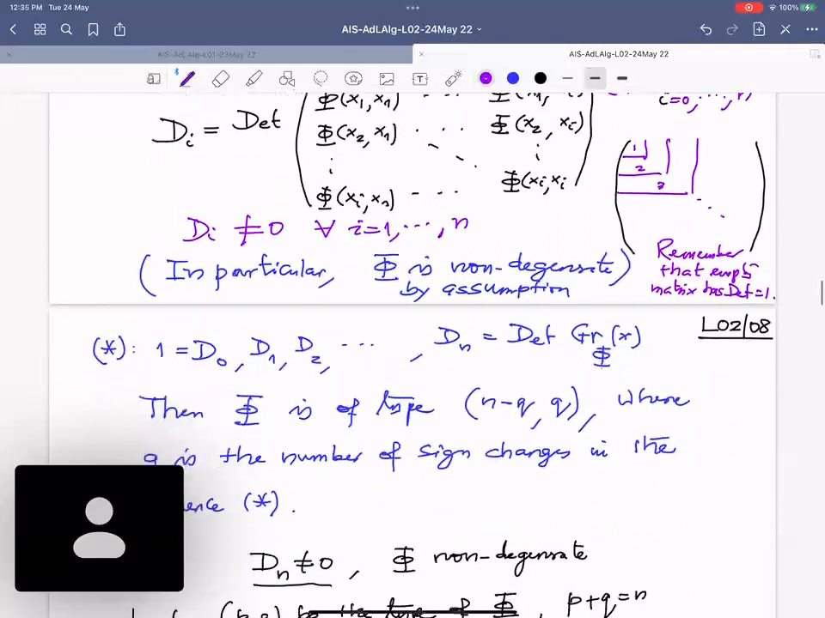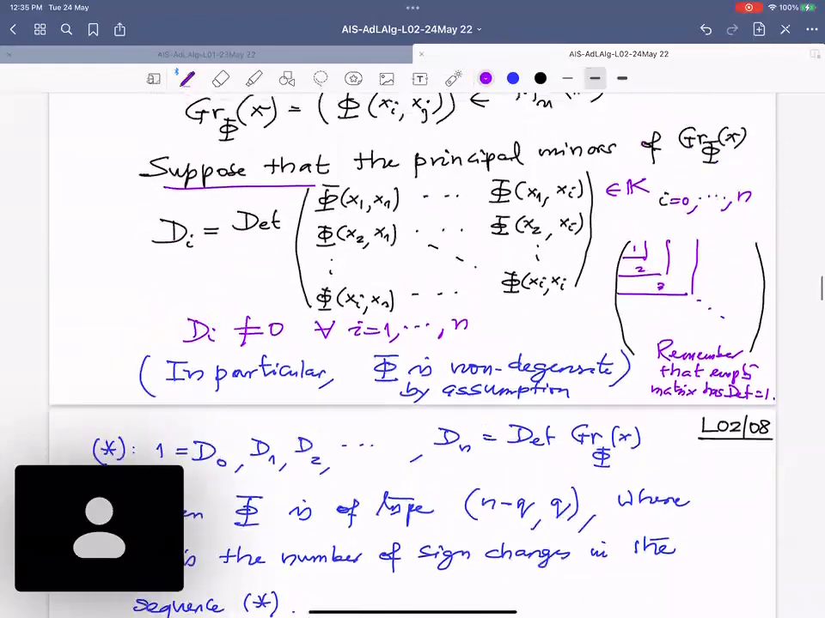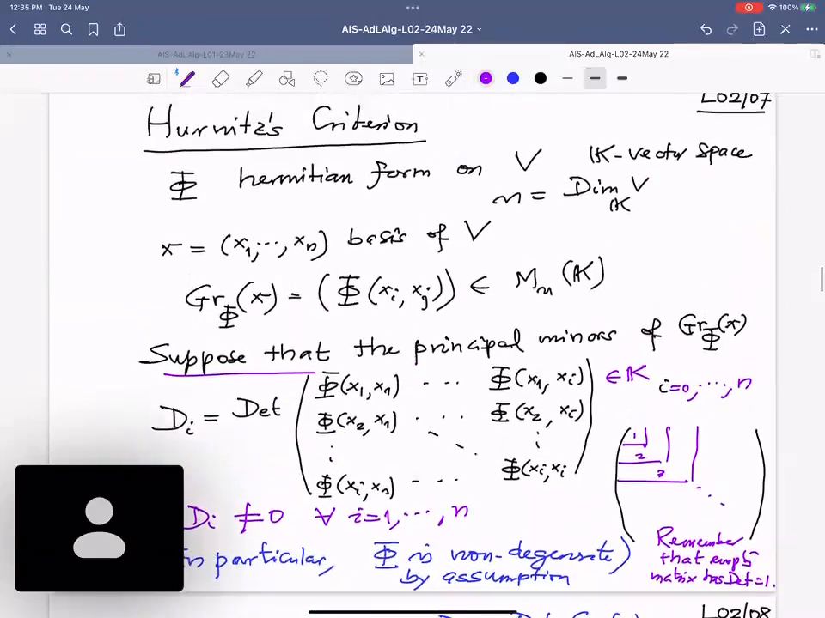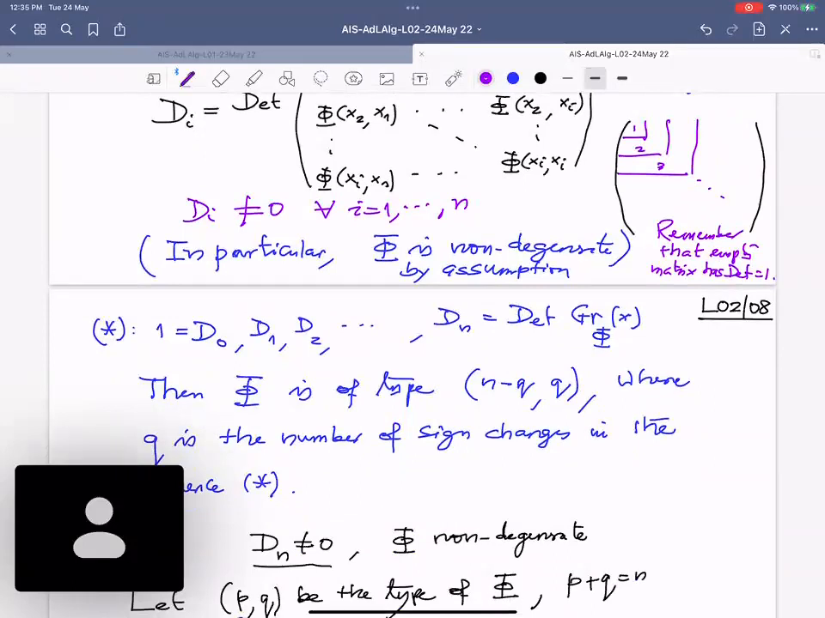First of all, note that these principal minors are real numbers. That is because the minors are symmetric, and you would have seen the determinant of a symmetric matrix. In particular, Dn is non-zero, therefore phi is non-degenerate. The rank is p plus q. And we have the sequence of real numbers: d0, d1, d2, up to dn. Just by looking at the sequence, I want to write down the type of that form. That is the idea. Then what is the assertion?